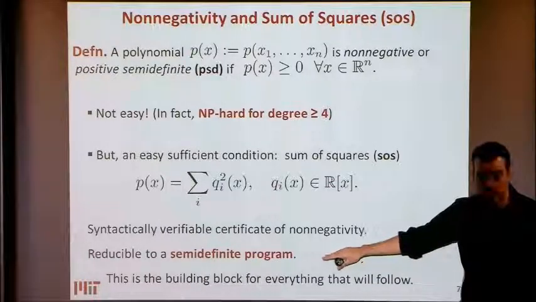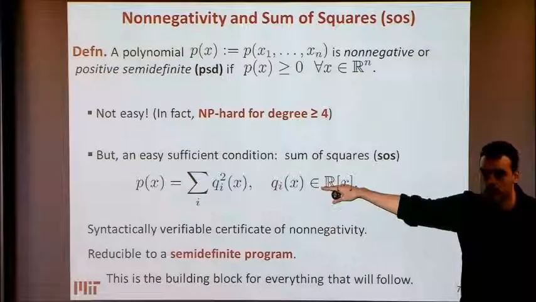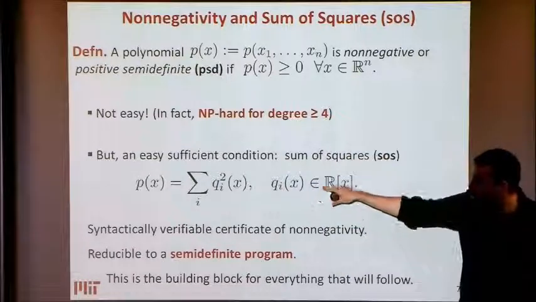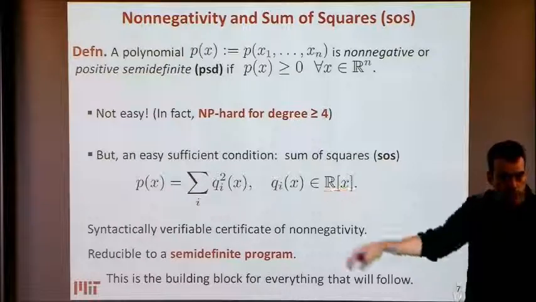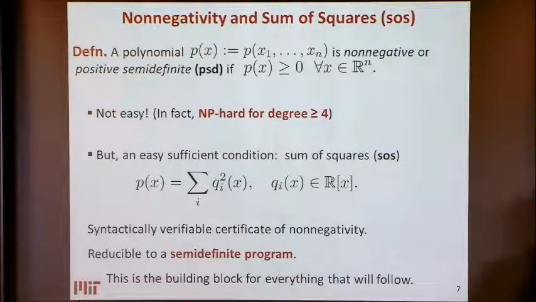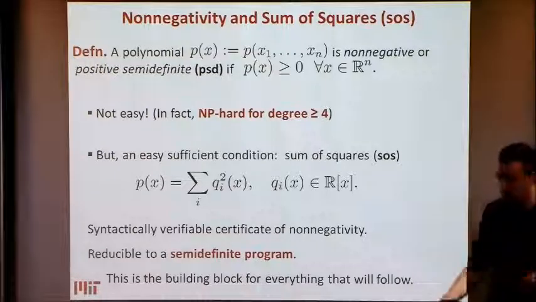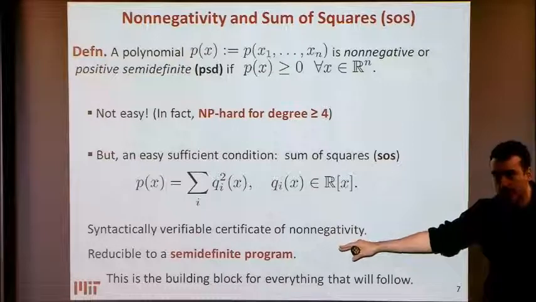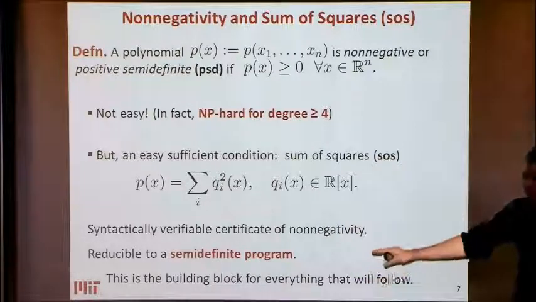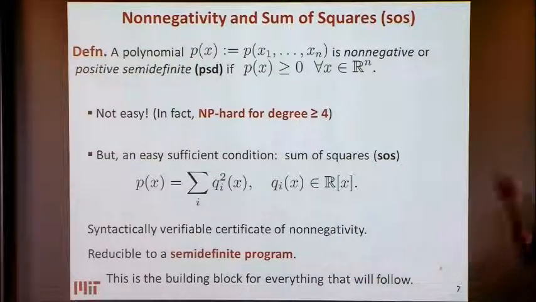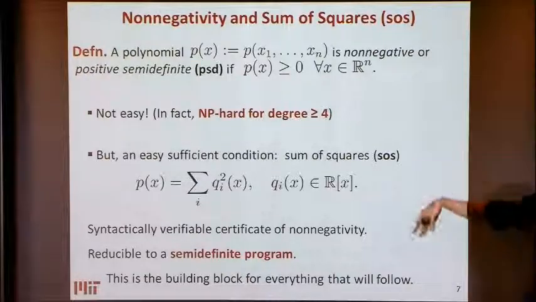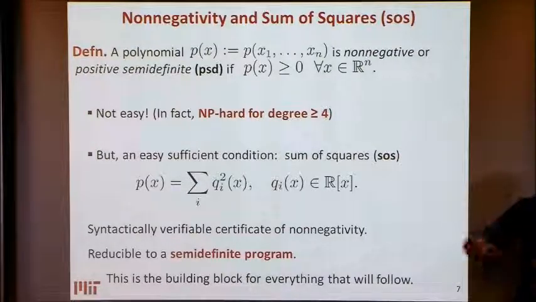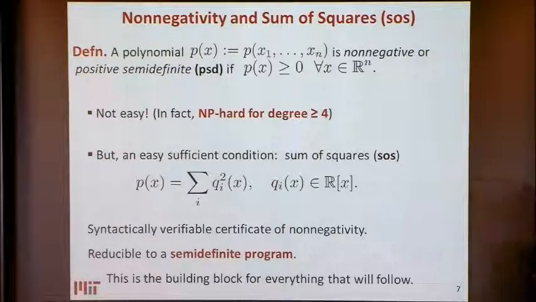And much more interesting for us is that this is a semi-definite problem. Deciding the existence of such a decomposition, whether I give you a polynomial and check whether it is a sum of squares or not, is a semi-definite problem. I'll tell you very briefly how it works. It's not crucial for what we're going to do. I mean, it's crucial that it's a semi-definite problem, but the details are not crucial. And this is really the building block. Everything that we do afterwards is just dualizing or putting slight variations on this.